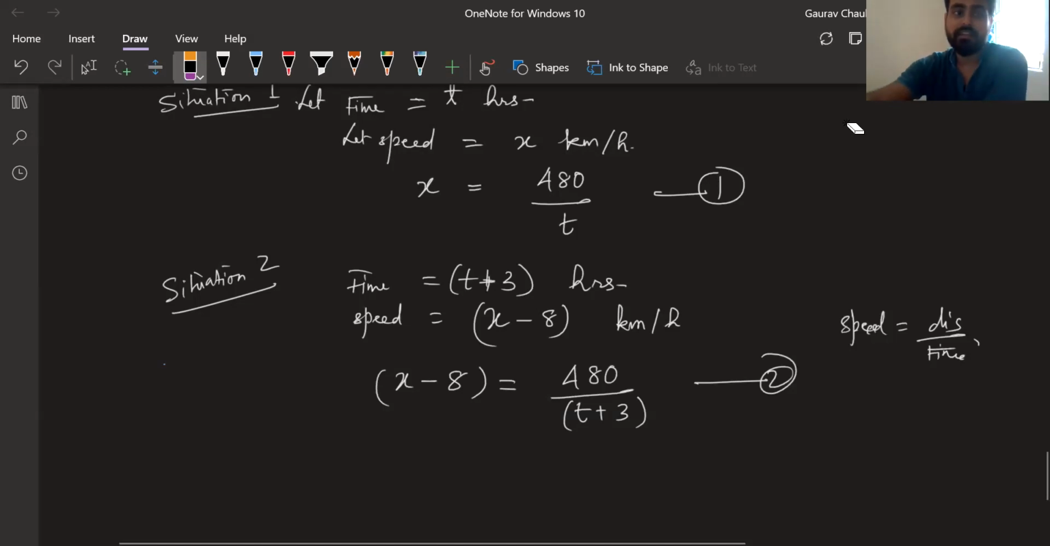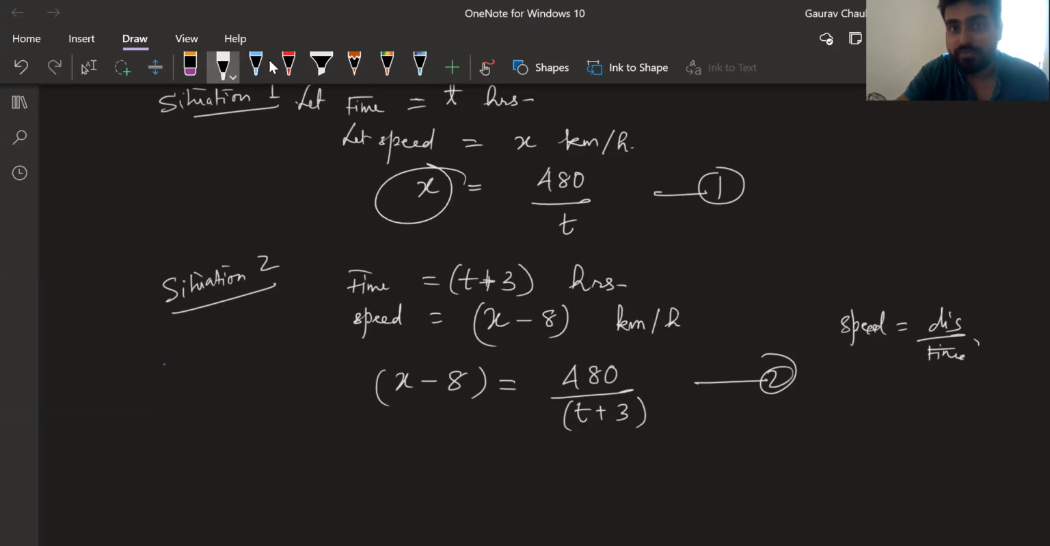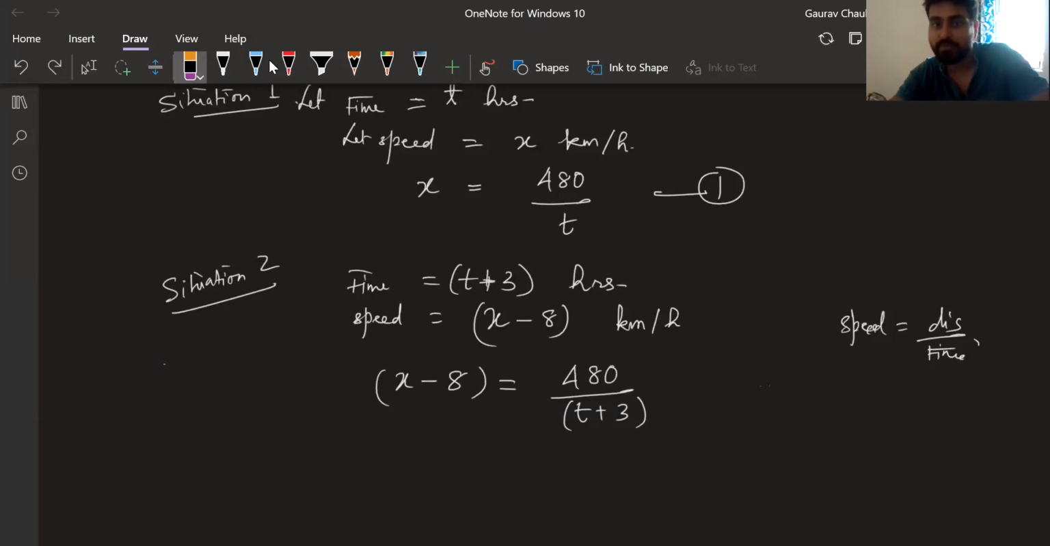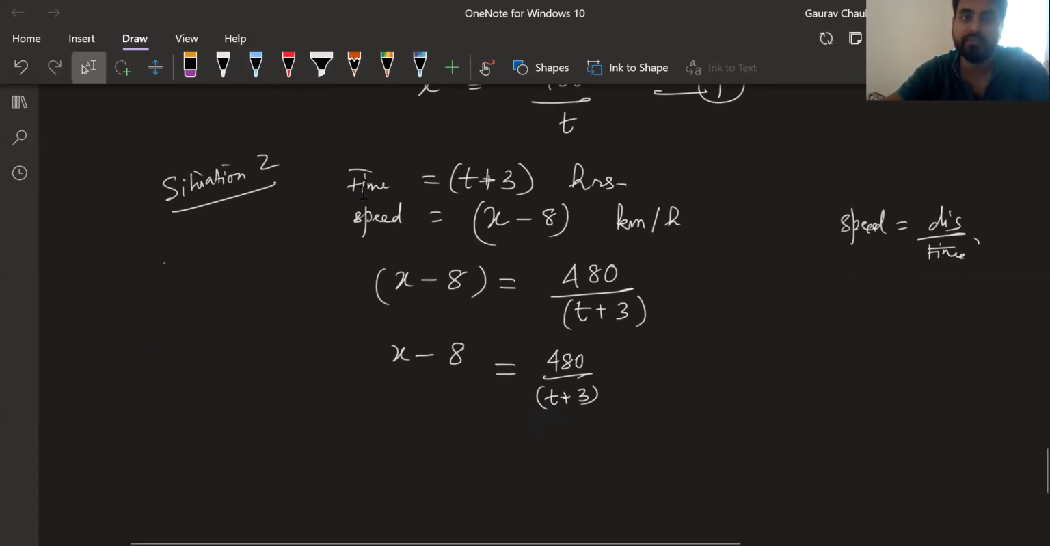Now I know that I already have x equal to something here. Can I find x equal to something in this second equation? Actually there is no need to write this as a second equation; just take this one step ahead. I can open this bracket just like this: x minus 8 is equal to 480 by t plus 3. What happens here is if I take 8 to the other side, can I take 8 to the other side?